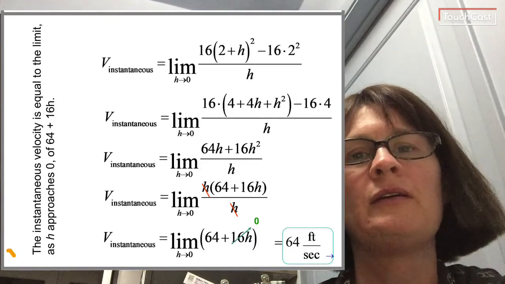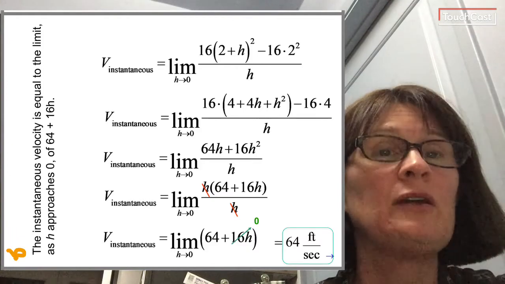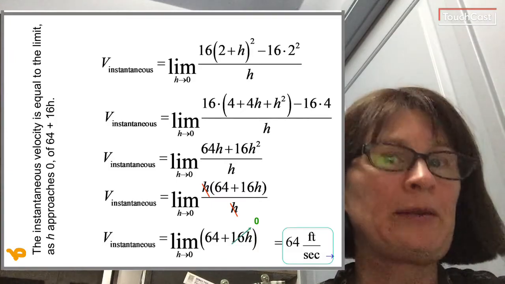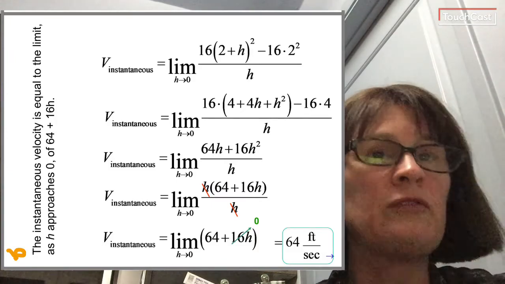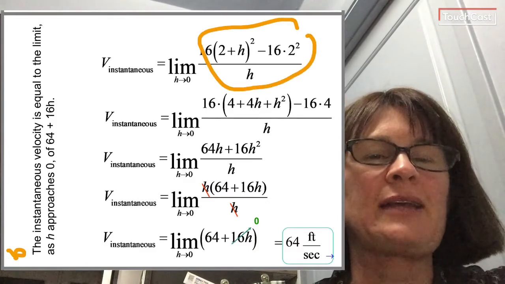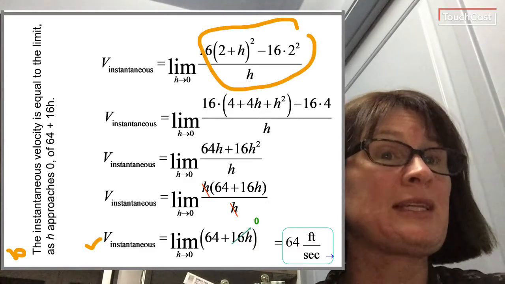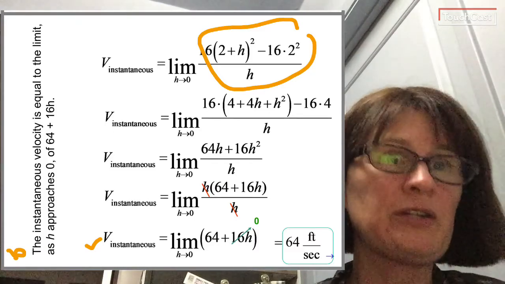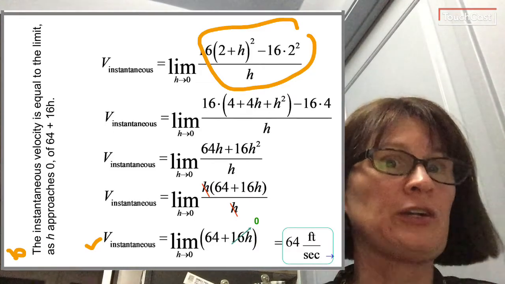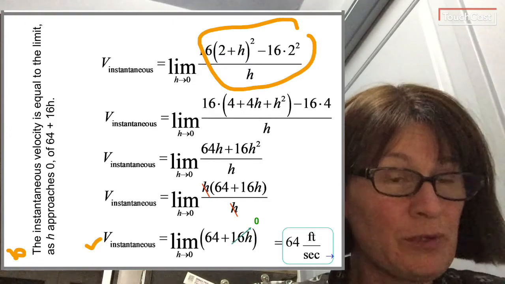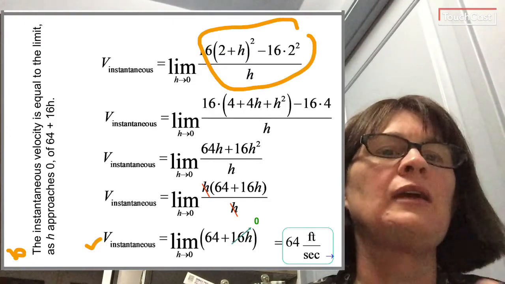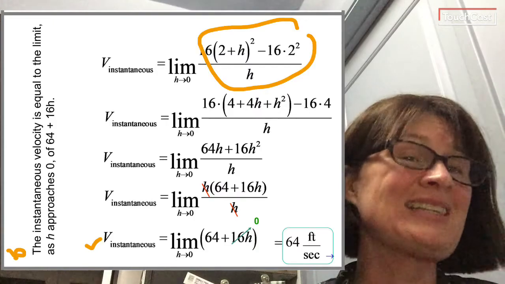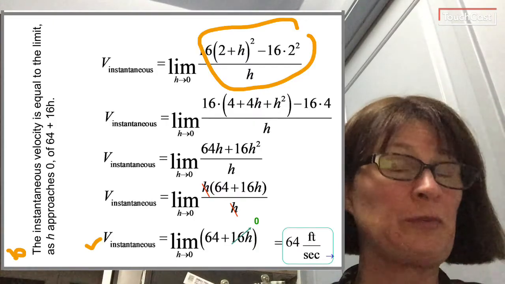So I wrote over here so you can kind of see how we read this. I would read this: the instantaneous velocity is equal to the limit as h approaches 0 of, and then I could read this big expression. I'll read this last line down here. The instantaneous velocity is equal to the limit as h approaches 0 of 64 plus 16h, which, since there's no danger now in letting h actually equal 0, I can treat h as if it were 0, and that's why I substitute 0 in for h. The 16h term disappears, and I can say that the instantaneous velocity is exactly 64 feet per second.